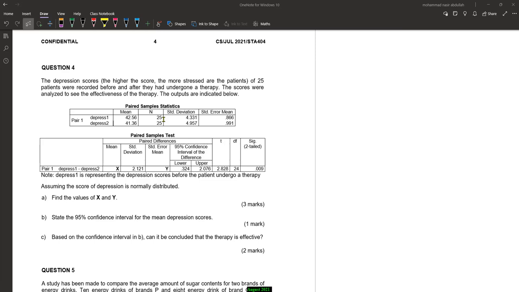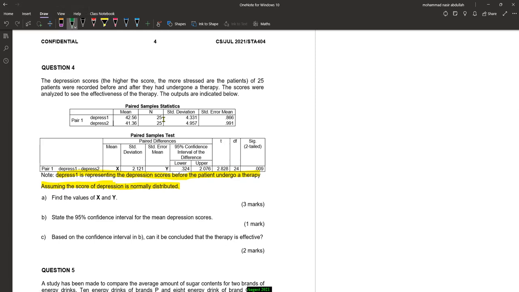So it says here the sample statistics Depress 1 and Depress 2. Depress 1 represents the depression score before the patient undergoes the therapy. Depress 2 means after undergoing the therapy. So assuming the depression score is normally distributed, basically we are measuring the score difference. The difference of the score is normally distributed, not each score normally distributed.